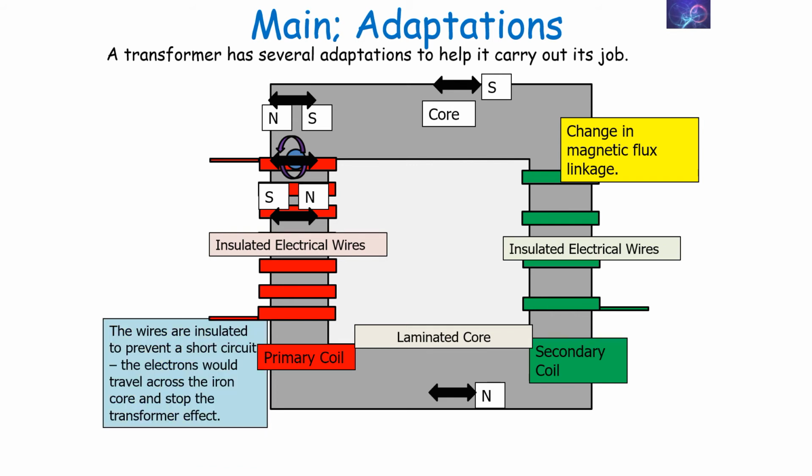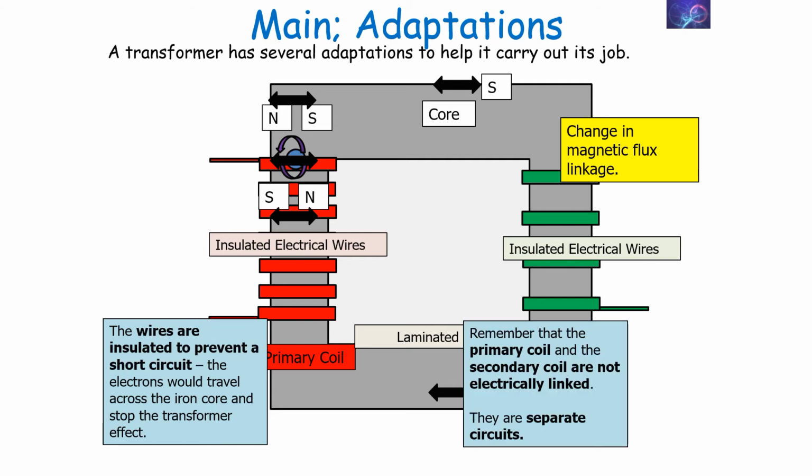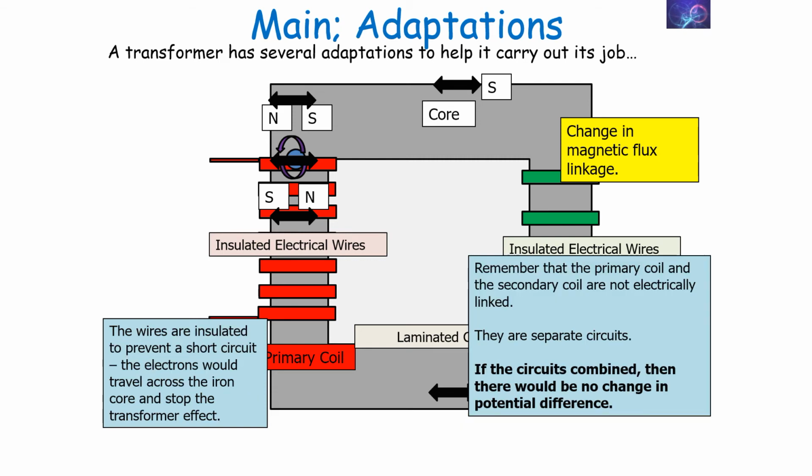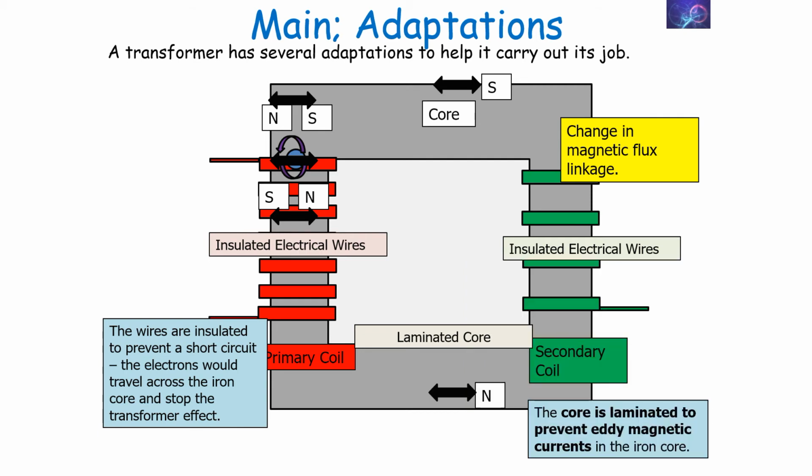So firstly, the wires are insulated to prevent a short circuit, because otherwise the electrons would travel across the iron core and stop the transformer effect. Because the primary coil and secondary coil are not electrically linked, they are separate circuits, we need to insulate the wires to prevent that short circuit, because if the circuits were combined, there would be no change in the potential difference.